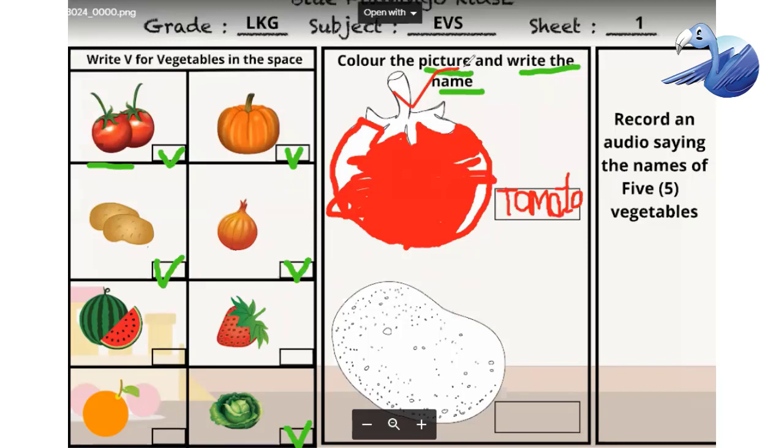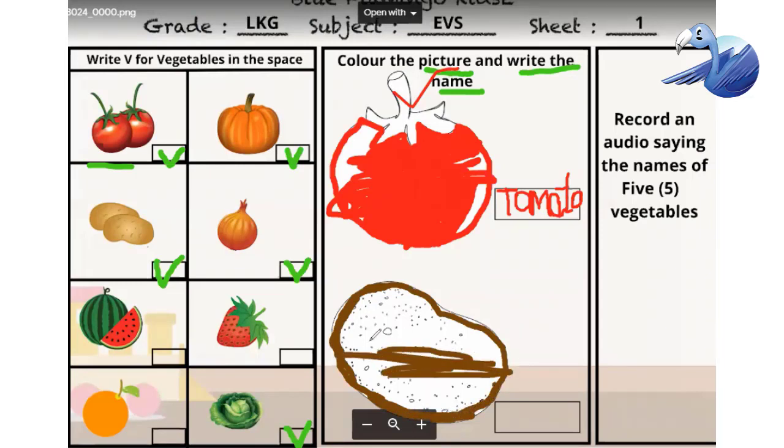Now the next one is, students, potato. So let's color potato. You know how to do? First, you have to do at the borders, then fill inside. Okay, everyone?